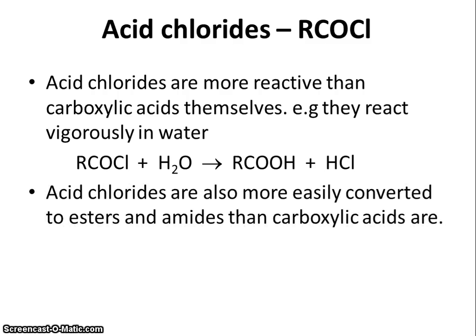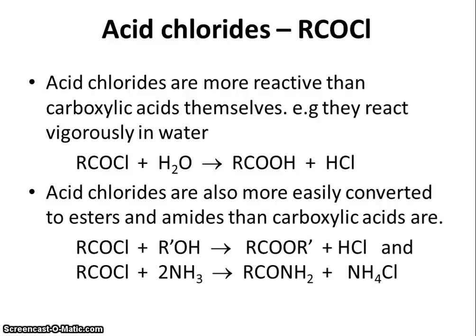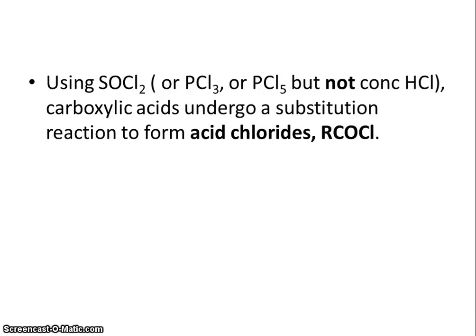Acid chlorides are more easily converted to esters and amides than carboxylic acids are. So if you have a reaction and you want it to go efficiently, you would use an acid chloride. So there we go, there's a couple of examples of making esters and amides from this.